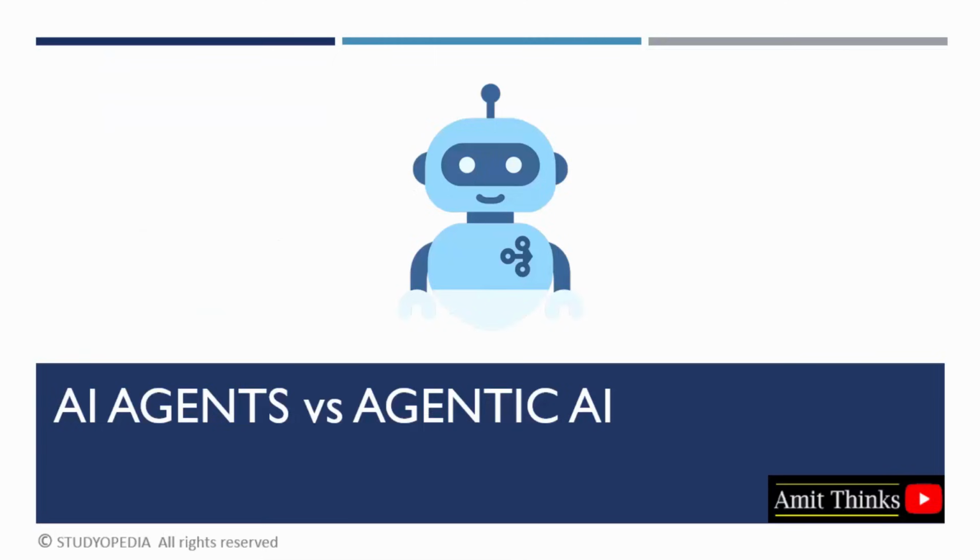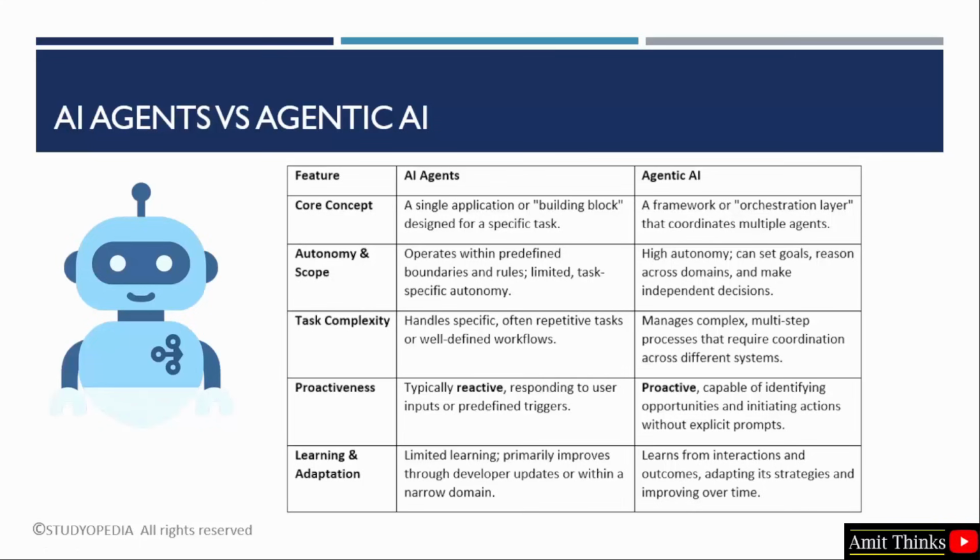In this lesson we will understand the difference between AI agents and agentic AI. So these two terms are used often and are easy to understand. Let us start. So here is a table defining the difference between AI agents versus agentic AI. So let's start with the core concept. AI agents are standalone tools built for narrow and specific tasks, whereas agentic AI are coordinated systems that manage multiple agents to achieve broader goals.